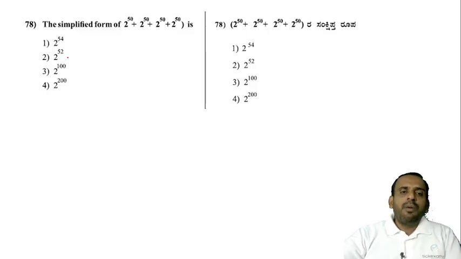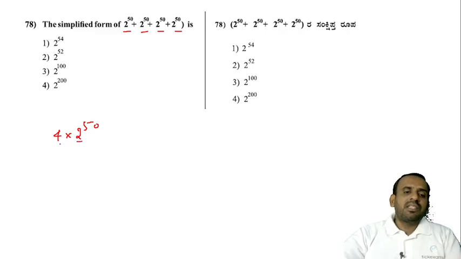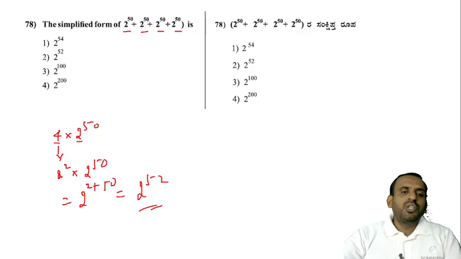The simplified form of 2 raised to 50, 1, 2, 3, 4 times we have. So this will be 4 into 2 to the power of 50. Now since we need the same base, 4 can be written in terms of 2. That is, 4 can be written as 2 square. So this will be 2 square into 2 to the power of 50. So this will be 2 to the power of 2 plus 50, which is nothing but 2 to the power of 52. So option 2, 2 to the power of 52, is the right answer.